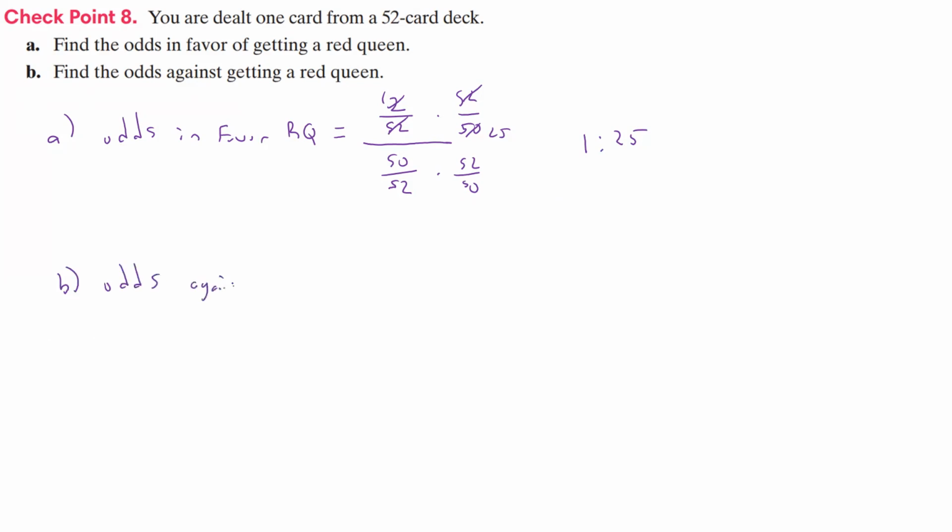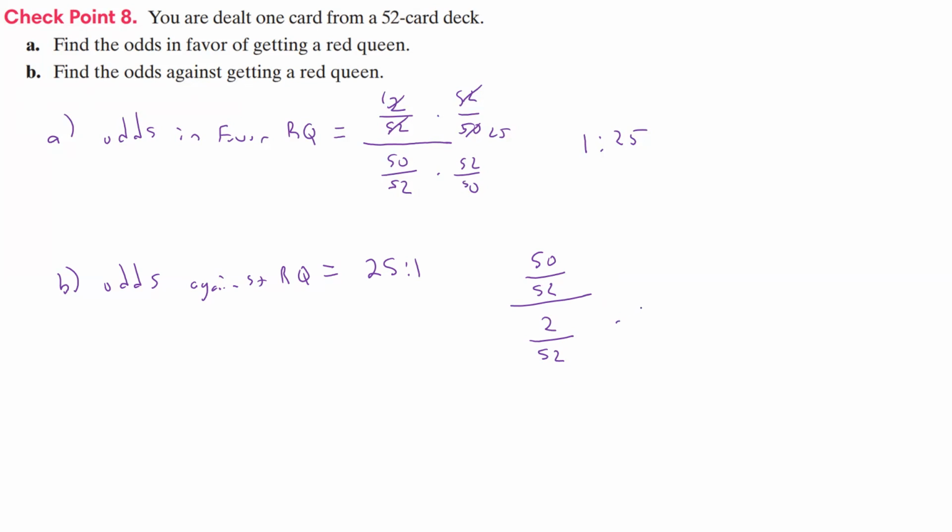Now, B, we can do odds against the red queen. Well, we know we can just switch that, and that's going to be 25 to 1, and we know our answer right away. But what if we didn't calculate it the first way? Well, then we're going to find what is the probability of not getting a red queen. Well, that's 50 over 52. Now, the probability we do get a red queen, that's going to be 2 out of 52. And so that would be our calculation compared to what we had up here in favor.